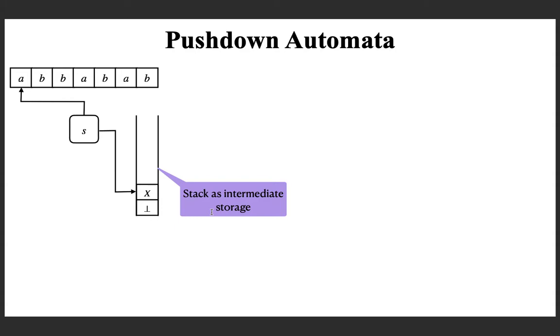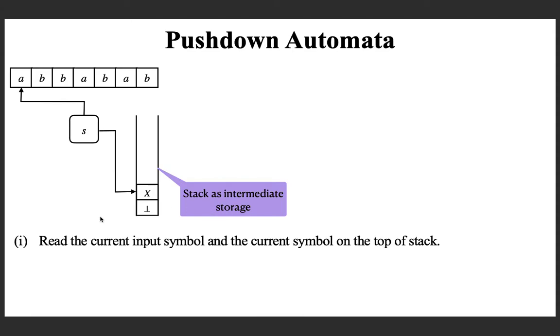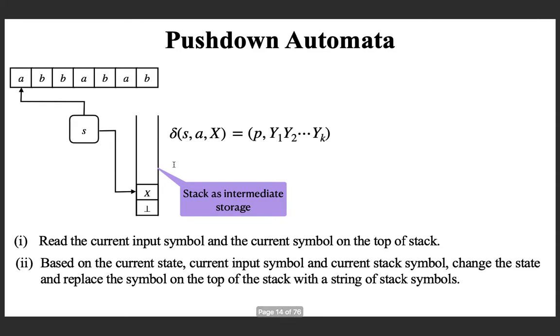So what would be a step in the computation of a pushdown automaton? We can see. In this case, it has to read the current input symbol, which is small a here, and the current symbol on the top of the stack, which is capital X. So it needs to make a move based on the current state, which is small s, the current input symbol small a, and the current symbol on the top of the stack, which is capital X.